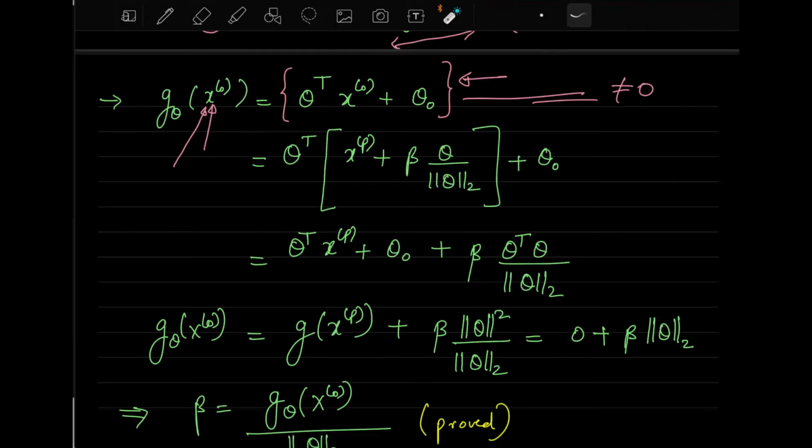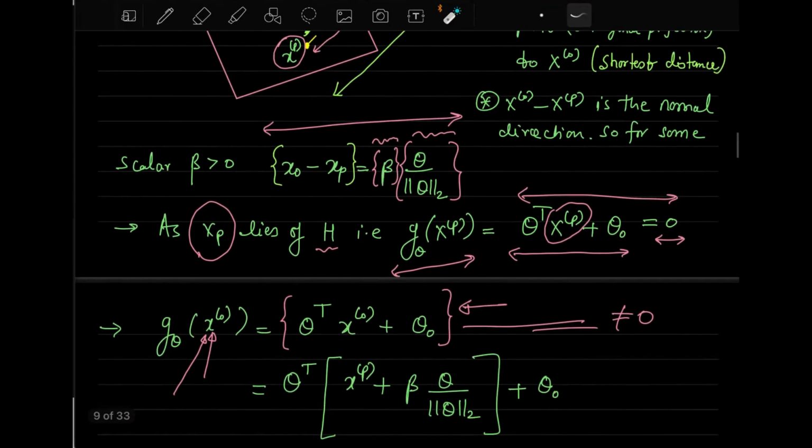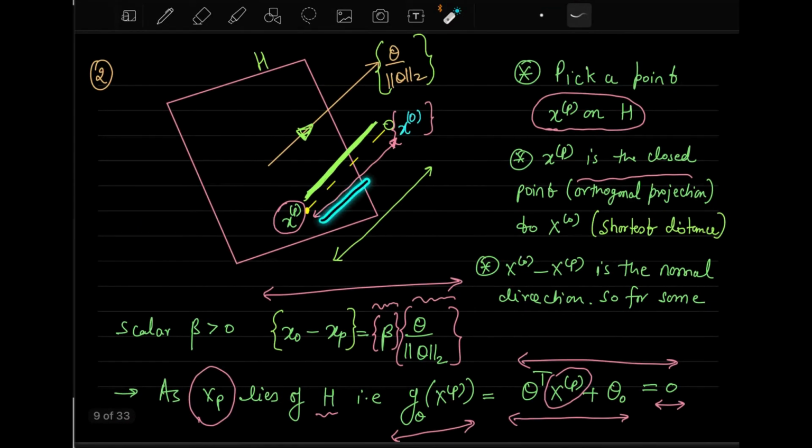So if this is 0, then what we can get is beta out of here. So beta will be g(theta, x0). Please note here we have x0 inside. G of theta, x0 divided by the L2 norm of theta. So what is this beta? This beta is the distance that we are actually looking for here. This is beta.